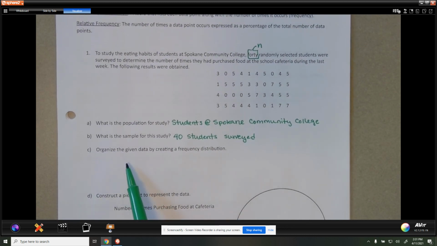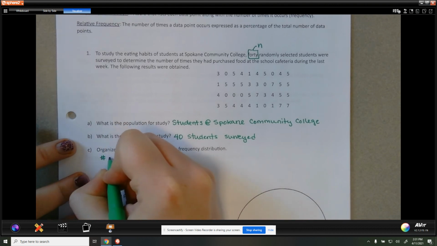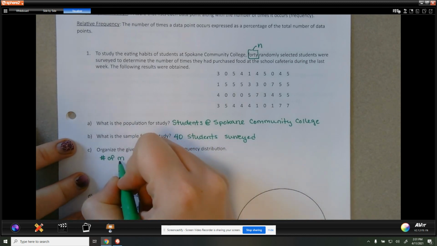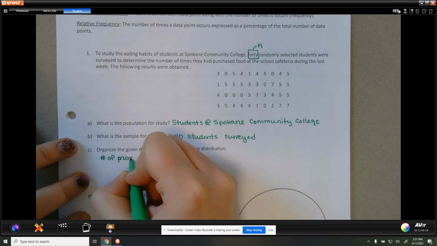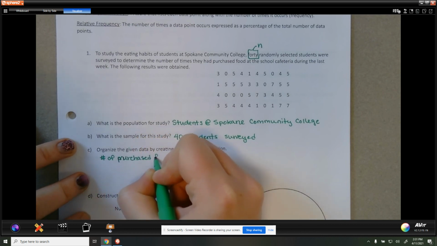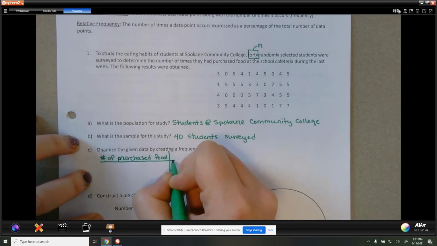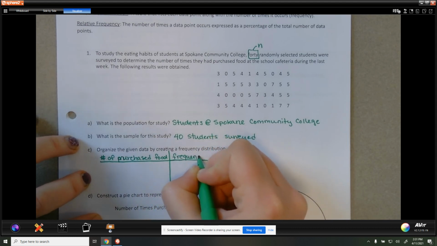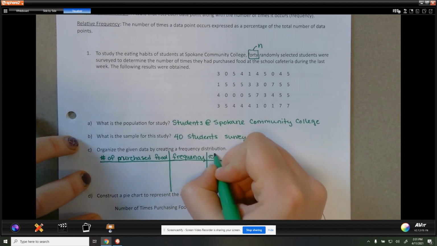All right, organize the data by creating a frequency distribution. So here we go. I'm going to have the number of times they purchased food, the number of times someone purchases food at the school cafeteria. And then we have the frequency. And then I'm even going to add a relative frequency.